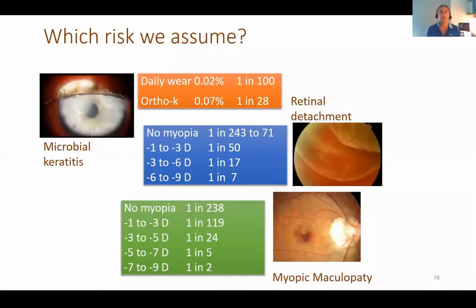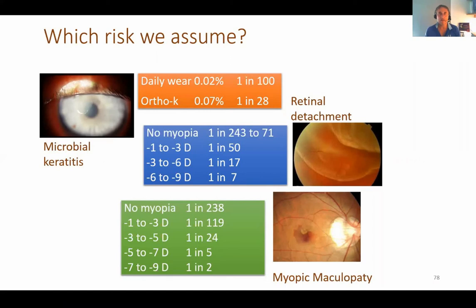Again, I say, what's the risk we want to assume? With contact lenses, we have, of course, problems with microbial keratitis, but if we do nothing, we have a chance of 1 in 7, 1 in 2. So 1 in every 2 myopes will have myopic maculopathy if they have more than 7 diopters. And this is not for now, this is for the future.